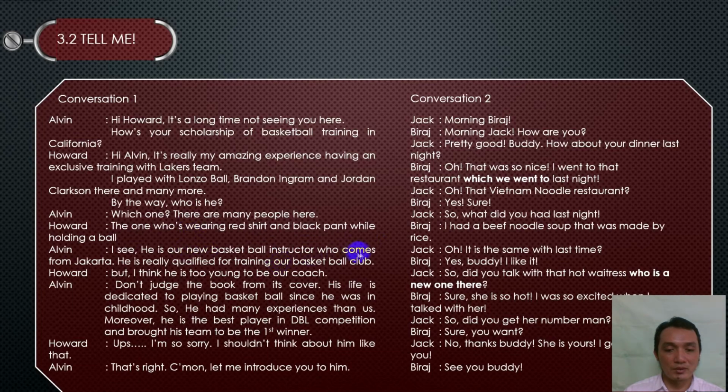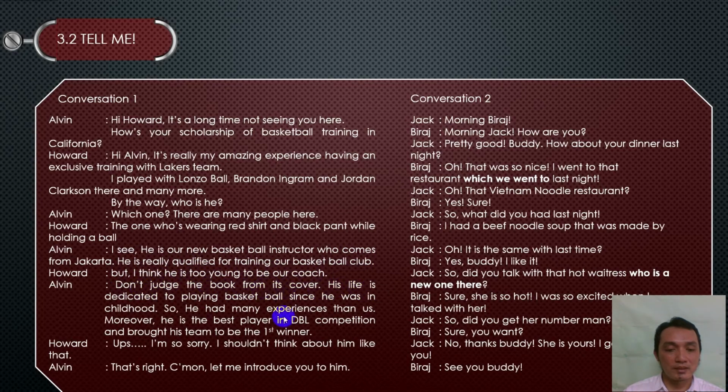I see some news who comes again here. "Who comes from Jakarta" is also called an adjective clause as subject. "It's really qualified for training for basketball, but I think it's too young. Too young to be our coach."